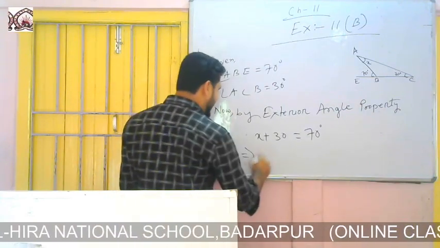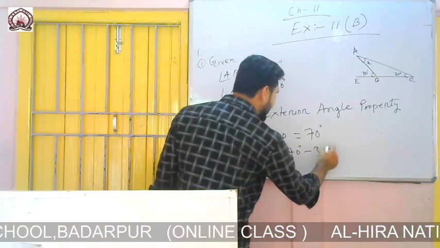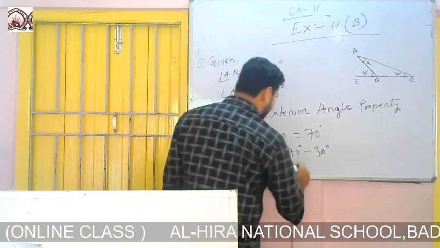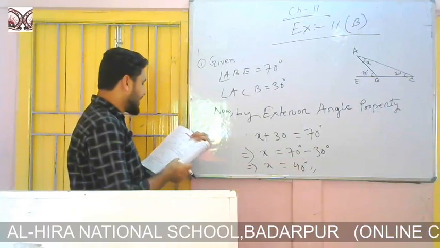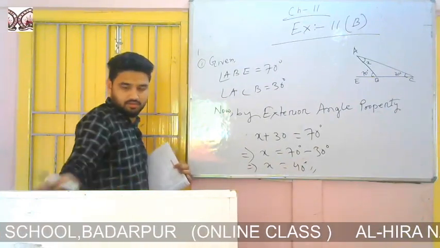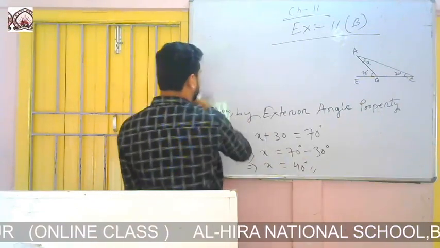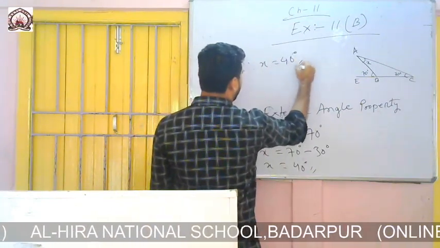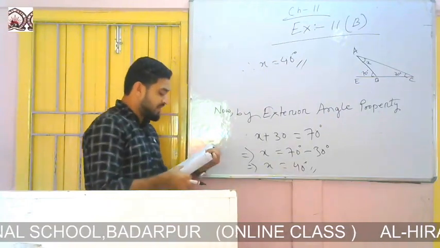So from here I can find angle x. If I transpose 30 degrees to the right side by changing the sign, then I will get 70 minus 30, which equals 40 degrees. So that is the answer. You can write: the measure of angle x equals 40 degrees. Therefore x equals 40 degrees. That is the answer.